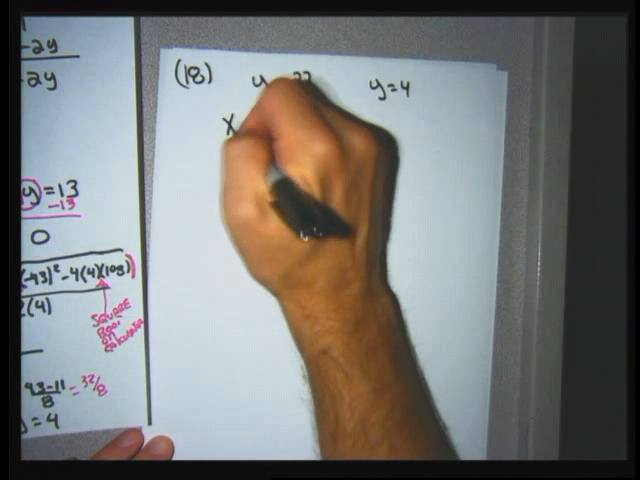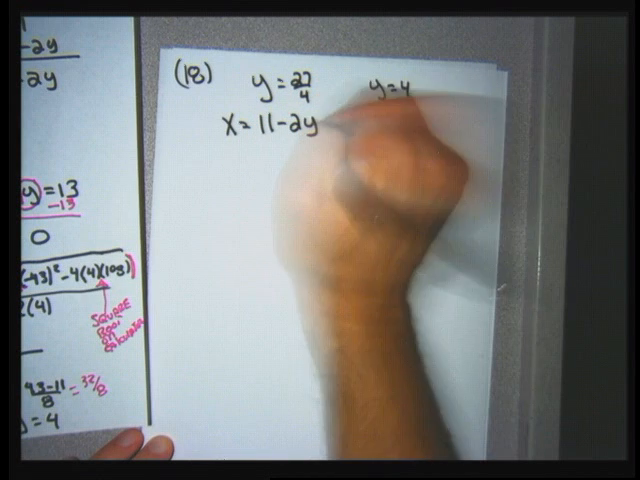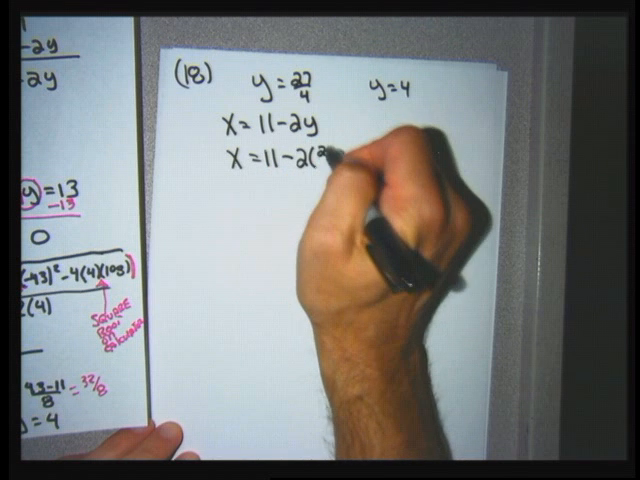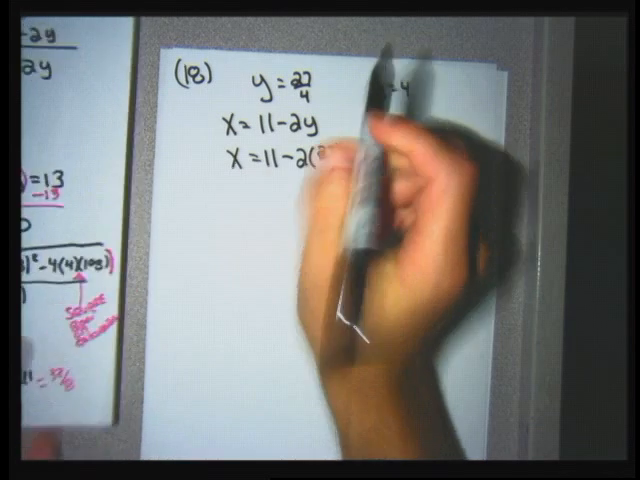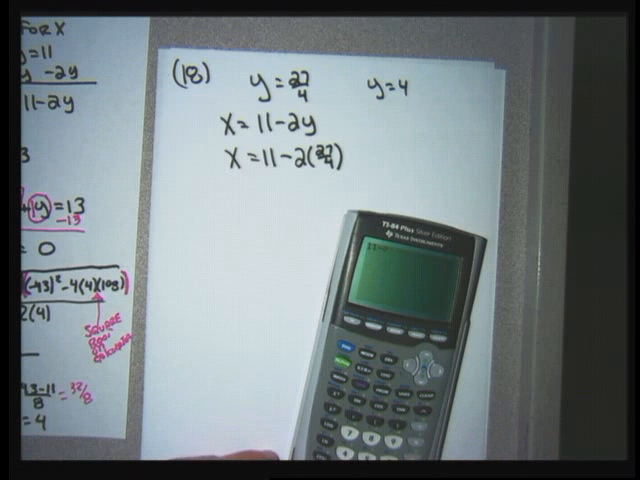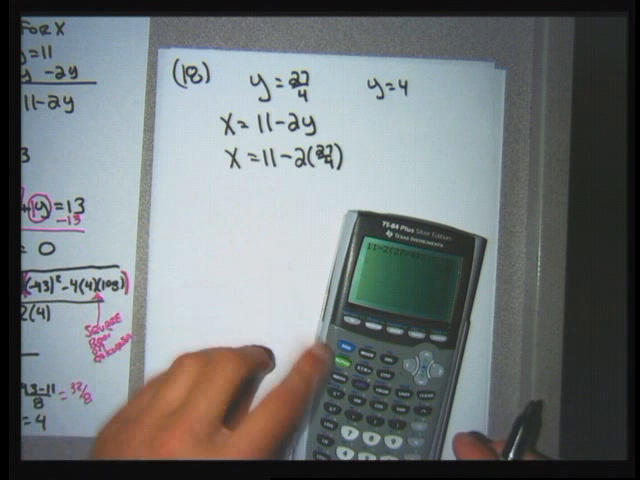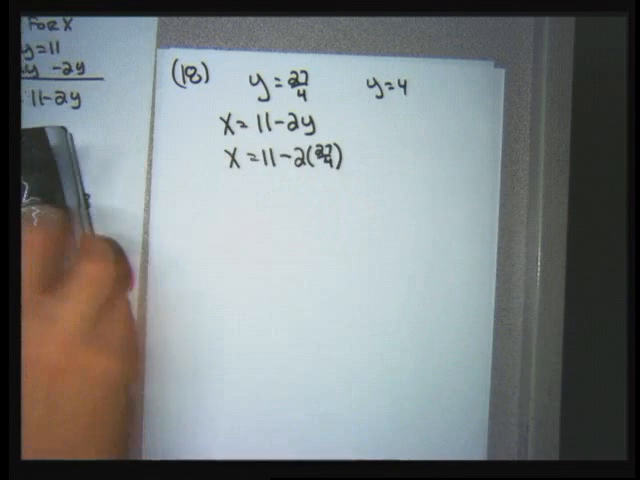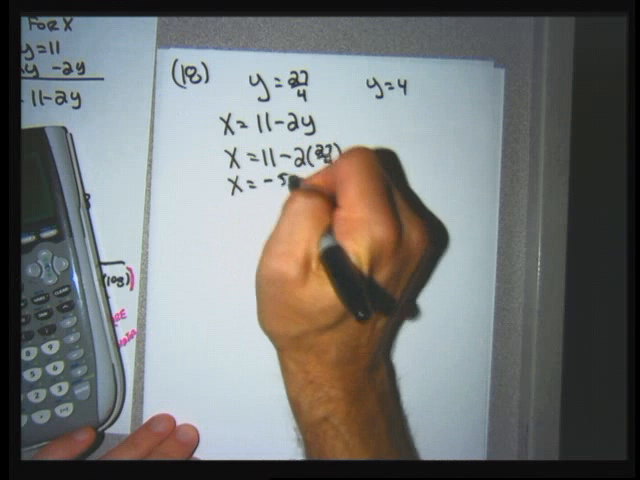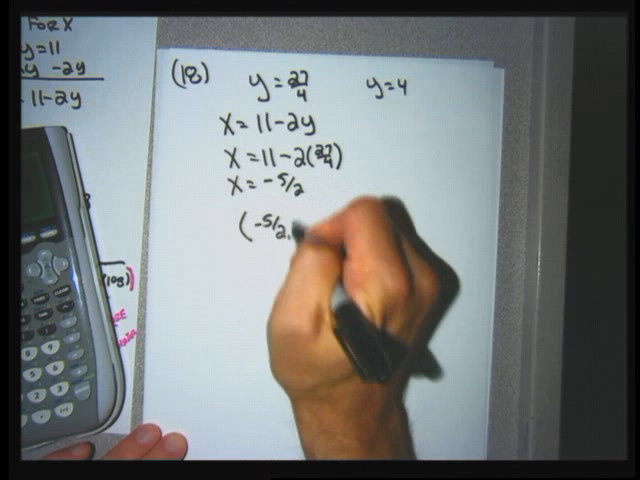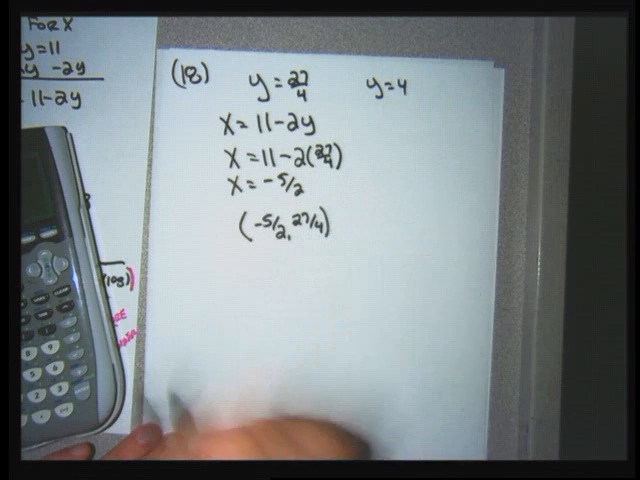I'm going to use x equals 11 minus 2y to get my x's. The first one's going to be x is 11 minus 2 times 27 over 4. And again, I'm going lazy mode here, end of the semester, and I know I can do fraction work by hand if I really had to, but I don't have to, so I'm not going to. So I'm doing this work on my calculator. My calculator gives me negative 5/2 for this one. So I get x equal negative 5/2, which is going to give me a potential answer of negative 5/2 comma 27 over 4.